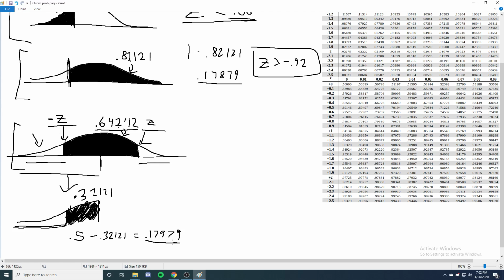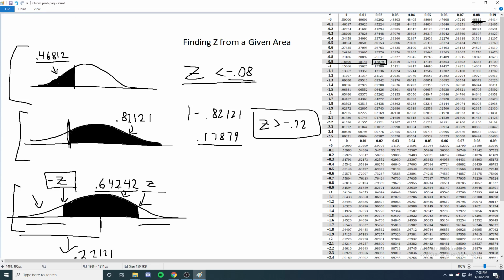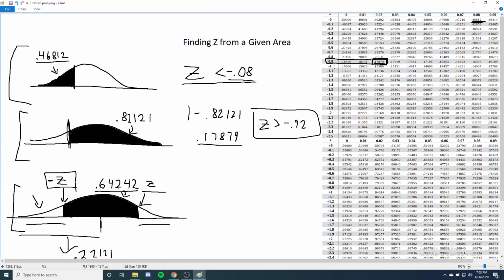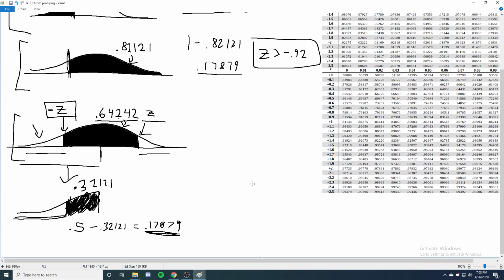Now we can take this, and this will give us our negative z from the original graph. If we look for 0.17879, it's right at this negative 0.92 right here. Did I even do that right? I'm sorry, I can't subtract. So our negative z is negative 0.92, which makes our positive z positive 0.92.